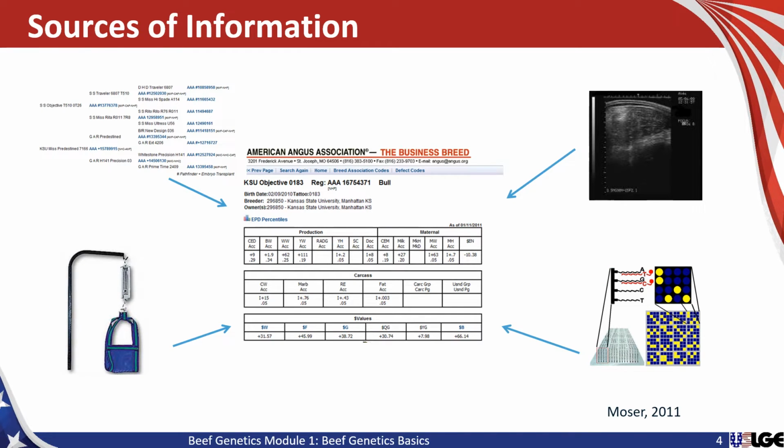The sources of information that we use in beef cattle genetic improvement in the United States include pedigree information reported by individual breeders as they register calves at various breed associations. In this example, we're using a record from the American Angus Association of an individual bull produced here at Kansas State University. We reported this animal's pedigree, its sire and dam, and birth date information. Later, we reported some individual phenotypic records on the animal, including birth weights, weaning weights, calving ease scores, and a variety of other information.